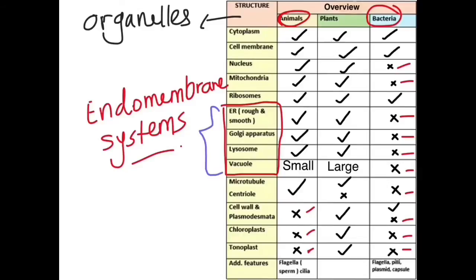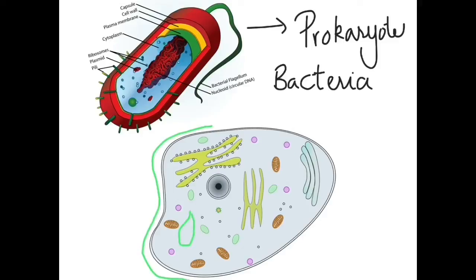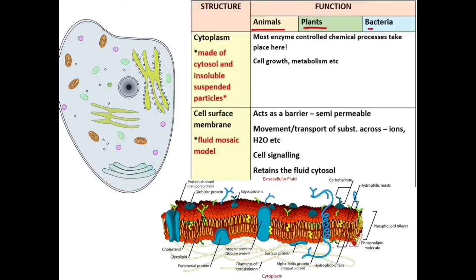For the structural view, this is a prokaryote of bacteria. And this is the cell wall, the vacuole for the plant cell. And this side is the animal cell lacking the cell wall. Other than that, animals and plants almost share the same organelles. Firstly, let's look at cytoplasm and cell membrane, which are present in all animals, plants and bacteria.